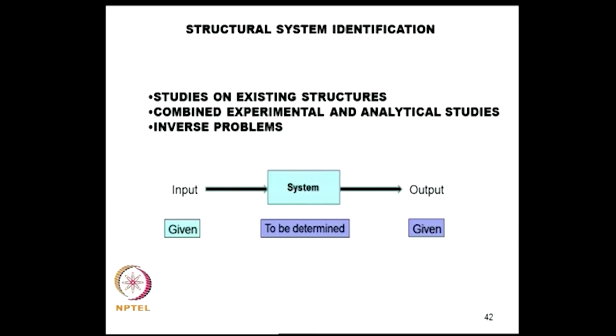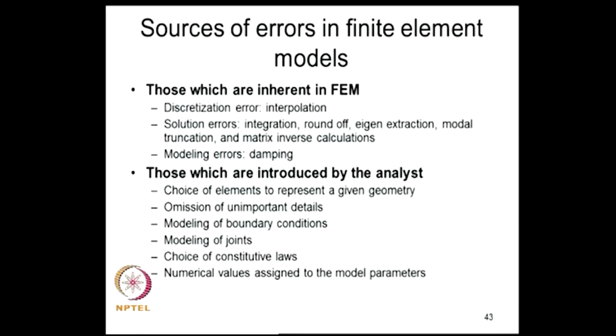So, in structural system identification, basically these are studies on existing structures, and these studies represent combined experimental and analytical studies, and these are inverse problems. As I already said, given the input and the output, our problem is to determine the system parameters. Now, if I make a finite element model for an existing structure, what could be the sources of errors? Those which are inherent in the finite element method. For example, there will be discretization error and a question of interpolation.